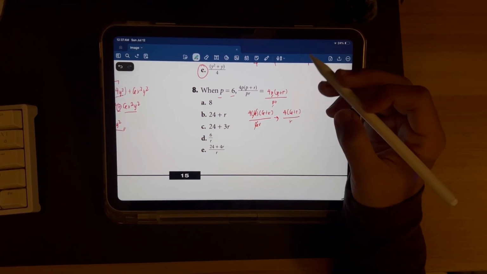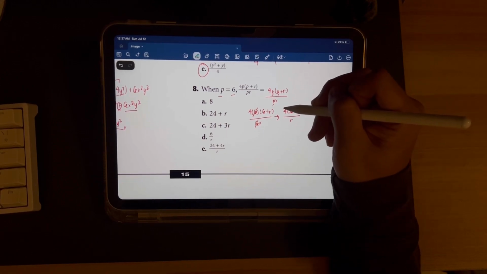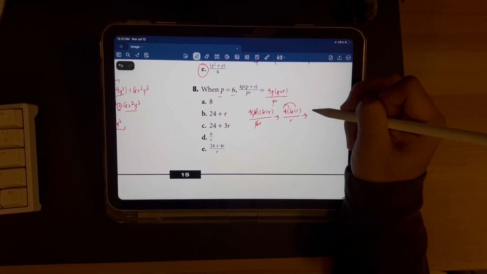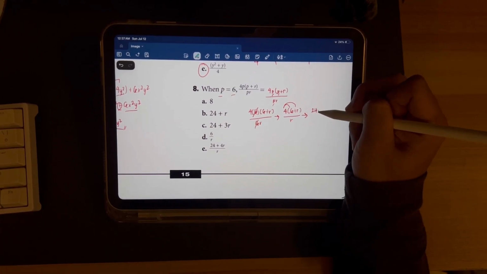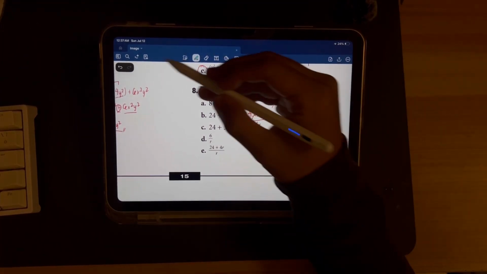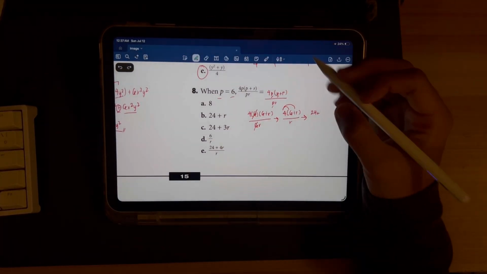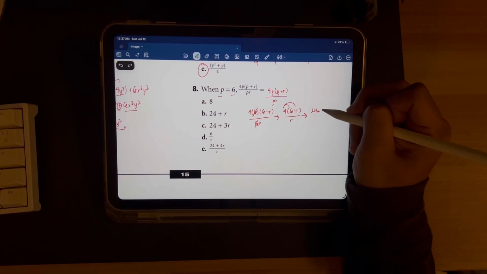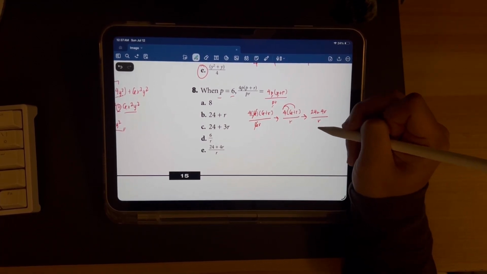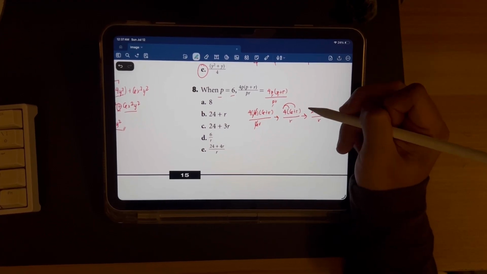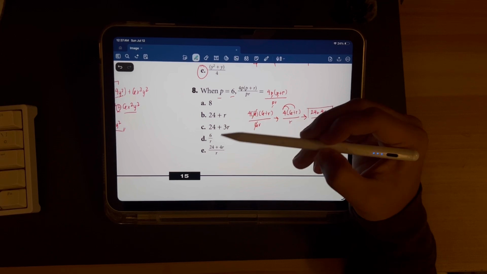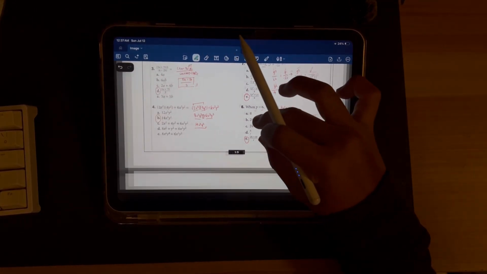And let's further simplify by multiplying the 4 with this expression. That would simply become 24 plus 4r all over 1. And since we can no longer cancel or simplify this expression, this would become our final answer. And among the choices, it is letter E that is correct.